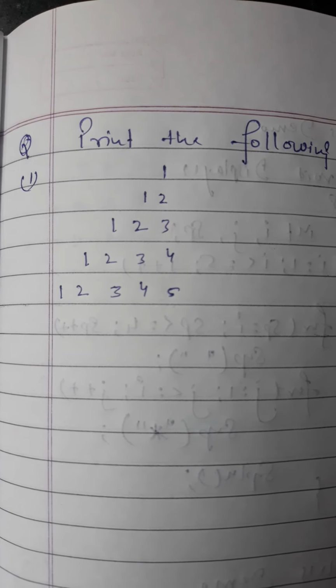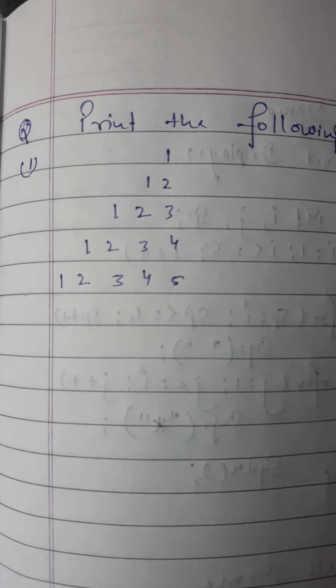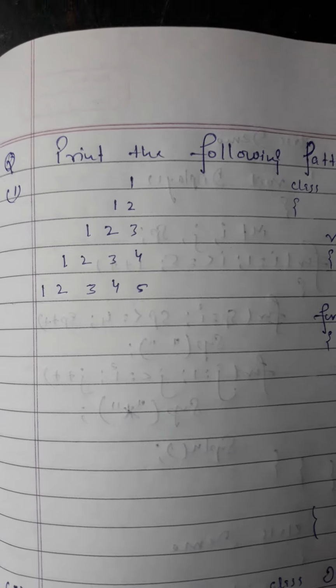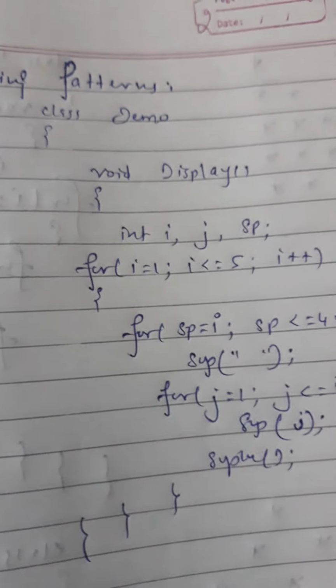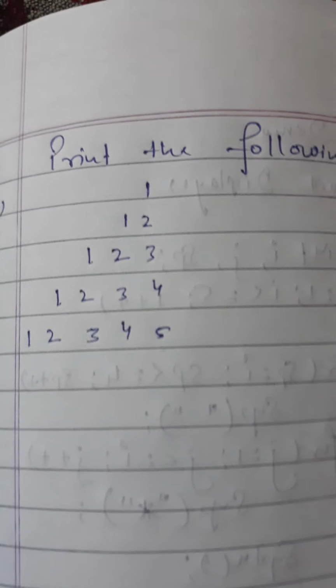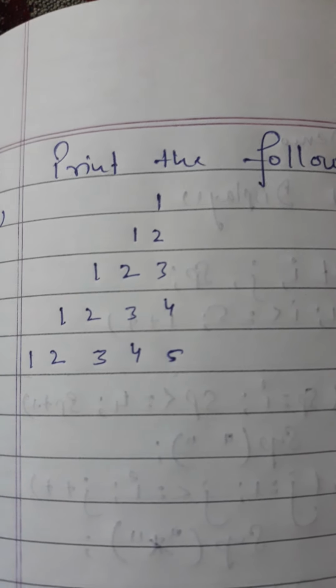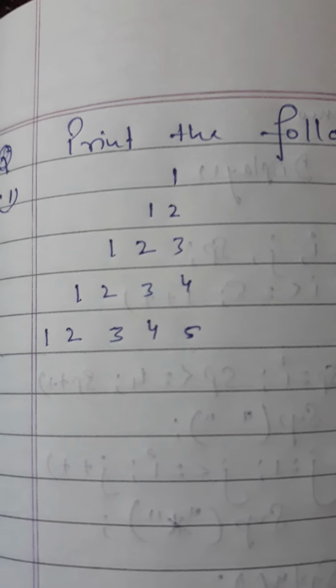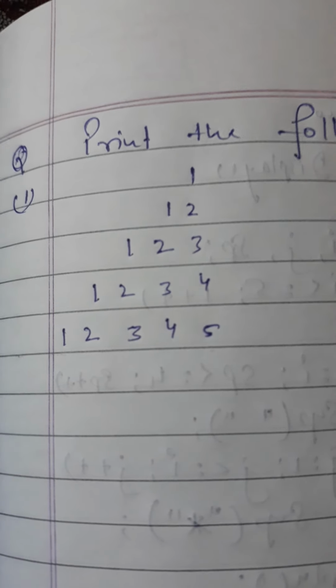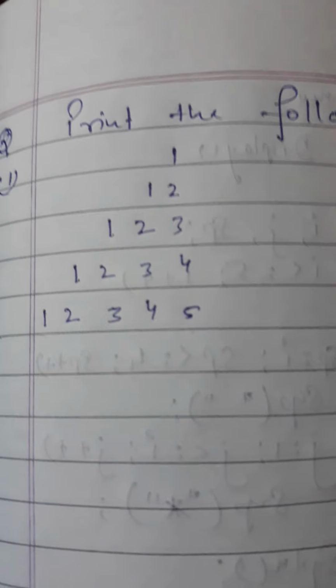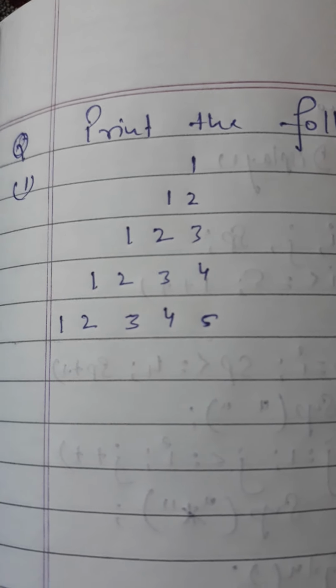Good morning, students. In this lecture, I am explaining some more patterns. In this pattern, we are displaying 1, 1 2, 1 2 3, 1 2 3 4, 1 2 3 4 5. And this is the pattern with spaces.